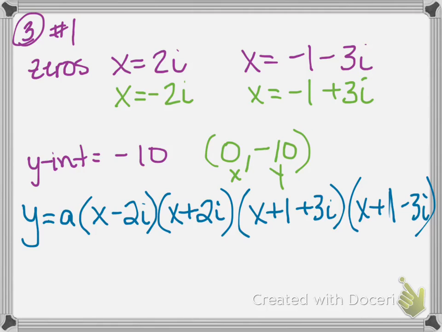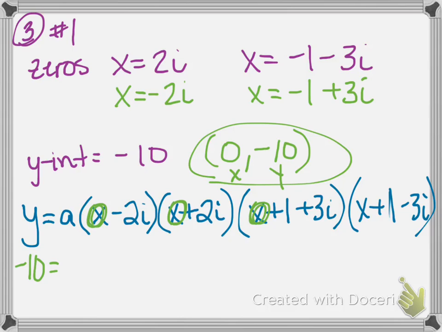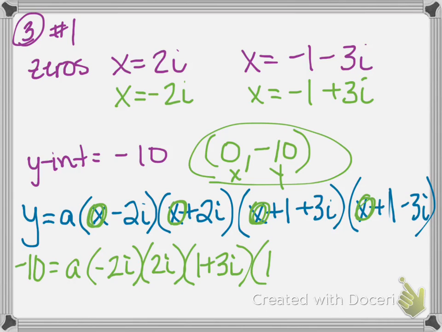I'm going to take that x and y from the y-intercept here and plug that in. So I'll have a negative 10 in for y equals, and then x's will all turn to 0. So these will all be zeros. So I'll have a times negative 2i, positive 2i, 1 plus 3i, and 1 minus 3i. So now that I'm here, I have to multiply all those out in order to find a. So that's what I'm going to go to the next slide for. So I'm just going to rewrite that.